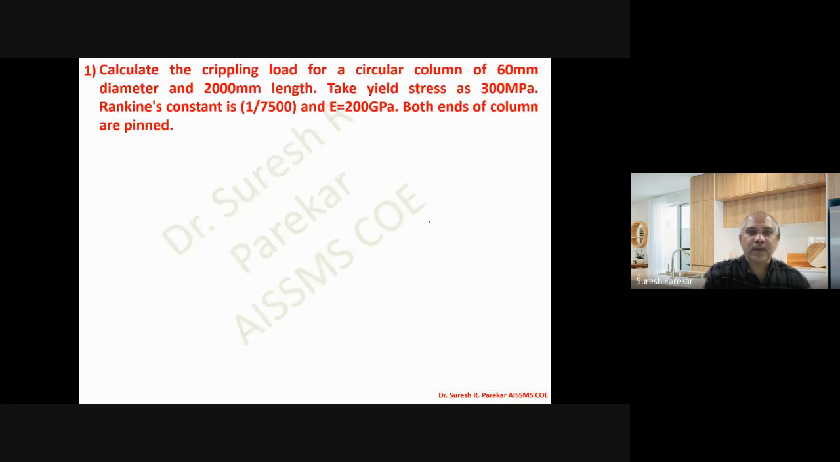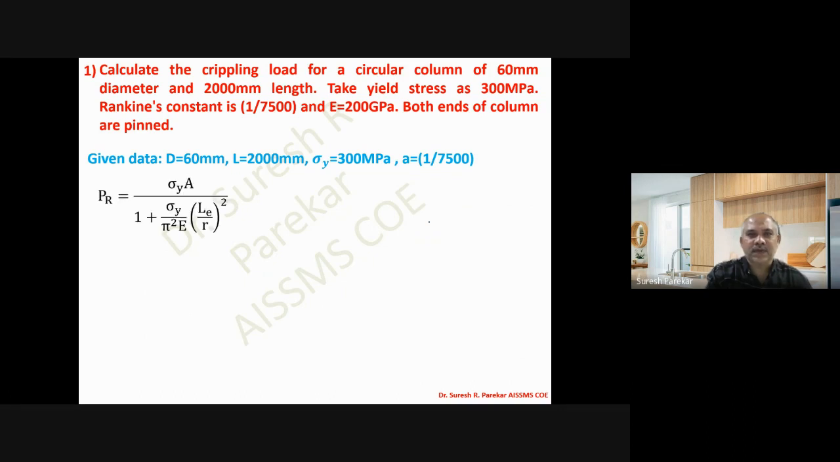Then we will have the first problem: calculate the crippling load for a circular column of 60 diameter and 2000 length. Take yield stress as 300 MPa, Rankine's constant 1 by 7500 and E 200 GPa. Both ends of the column are pinned. So now the given data: D is 60 millimeter, L is 2000, sigma Y is 300 MPa and a is 1 upon 7500.